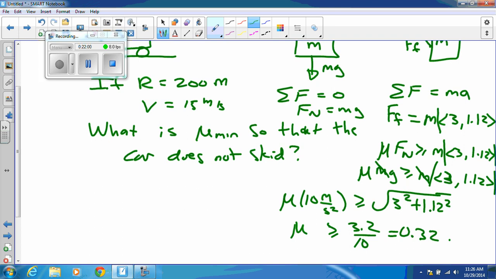So my mu has to be greater than or equal to 0.32 in order for the car to stay on the road and continue to have the acceleration that it has. Now, how did I get the sense of the inequality wrong? I forgot that force of friction is less than or equal to mu times the normal. I wrote it as greater than or equal to, which was silly. Okay? Does that answer your question?